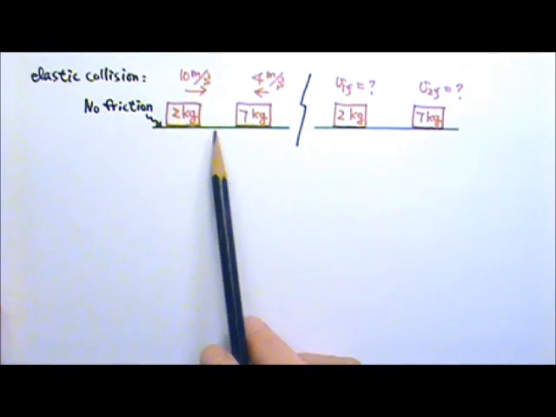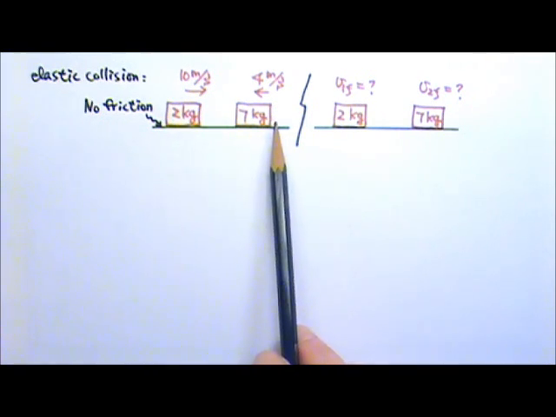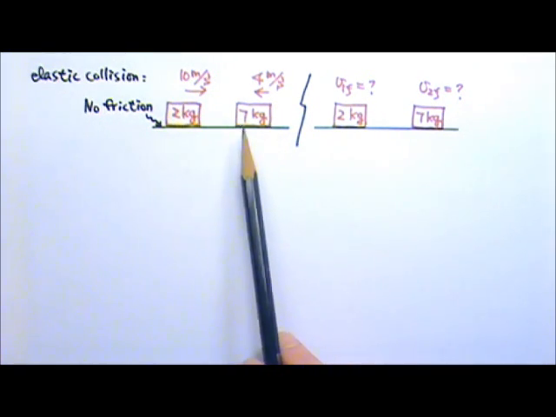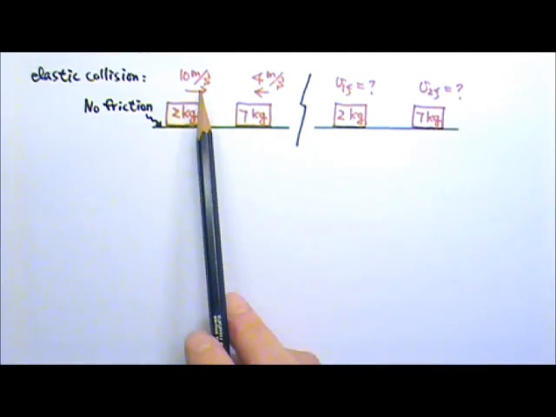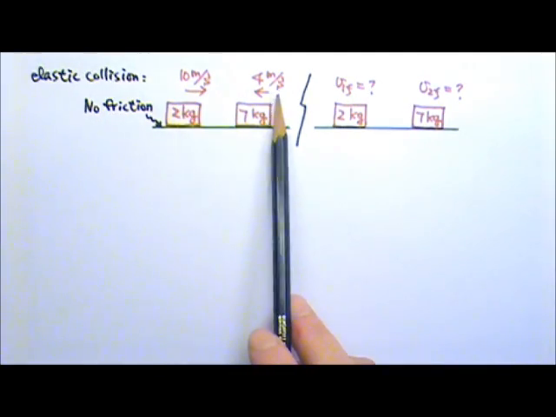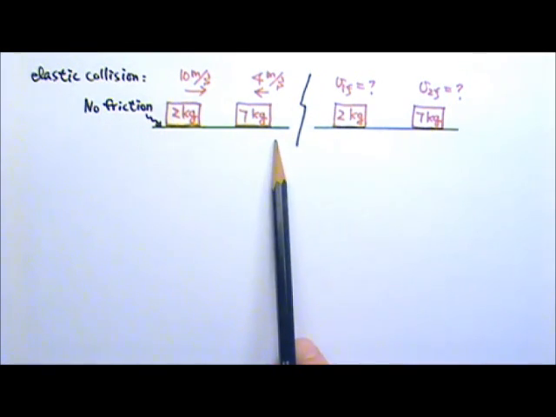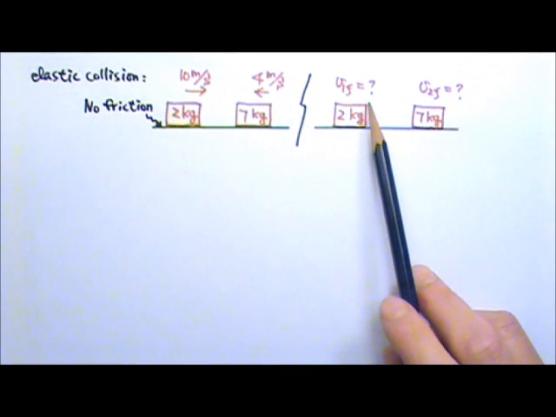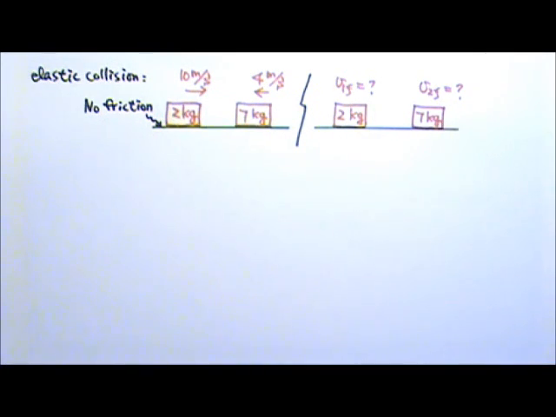On this frictionless surface, we have two blocks, a 2 kilogram and a 7 kilogram block. This time, they are traveling in opposite directions with speeds of 10 meters per second and 4 meters per second. The blocks collide elastically again, and we want to find the velocities of the two blocks immediately after the collision.